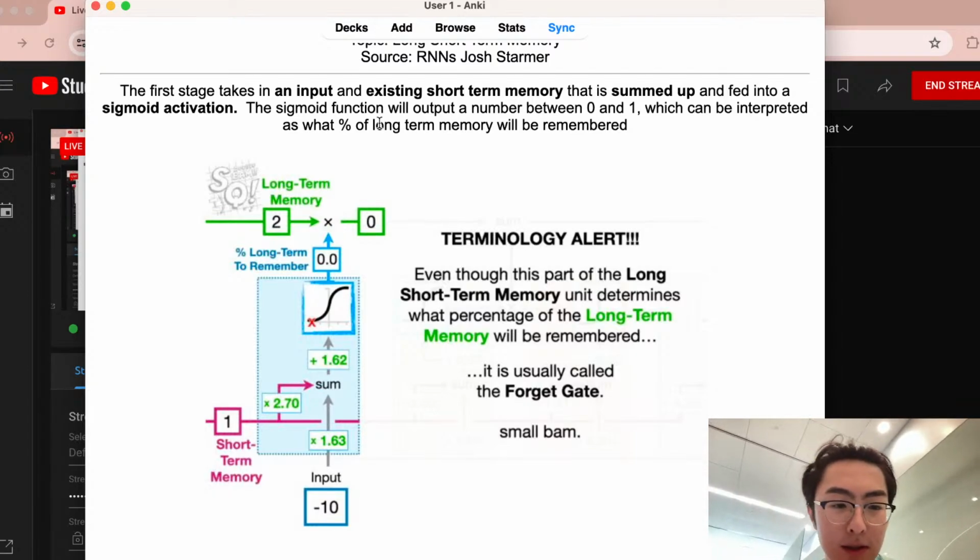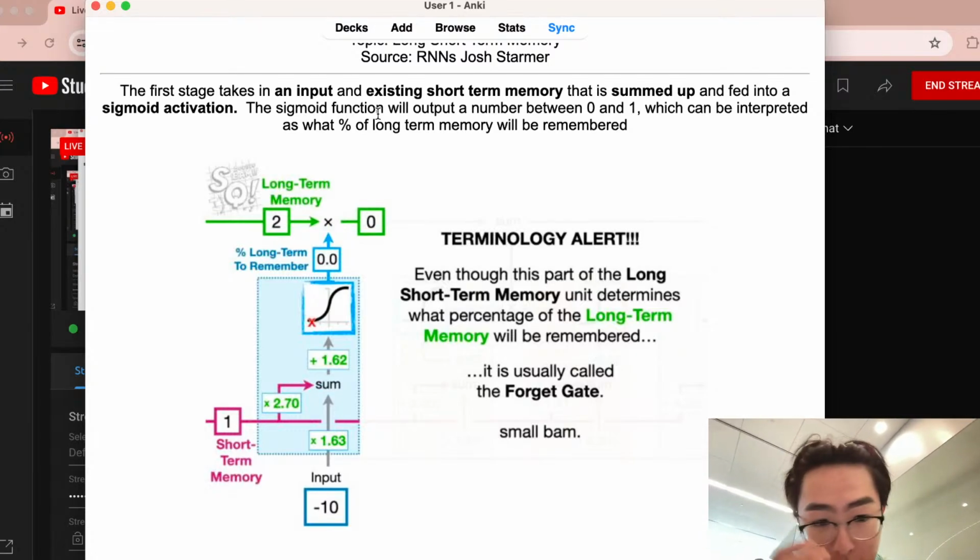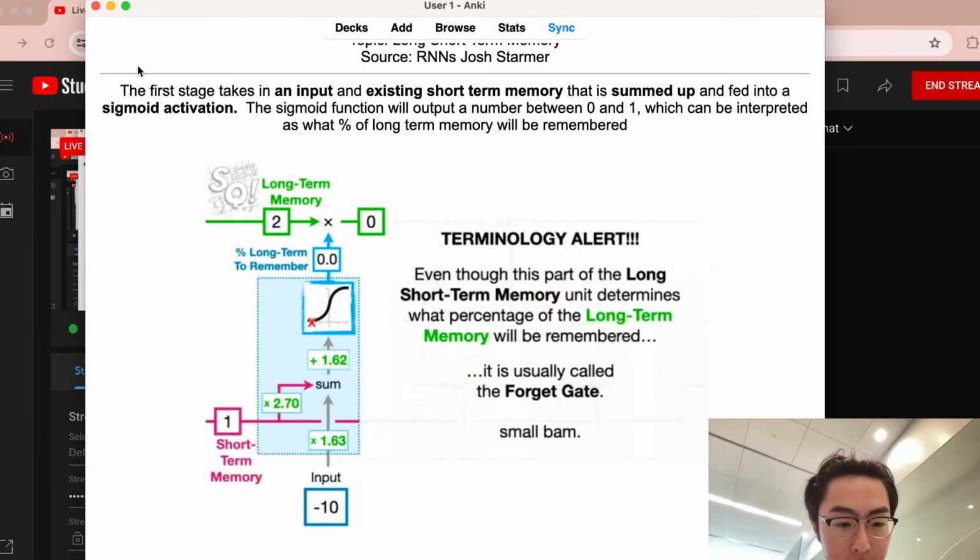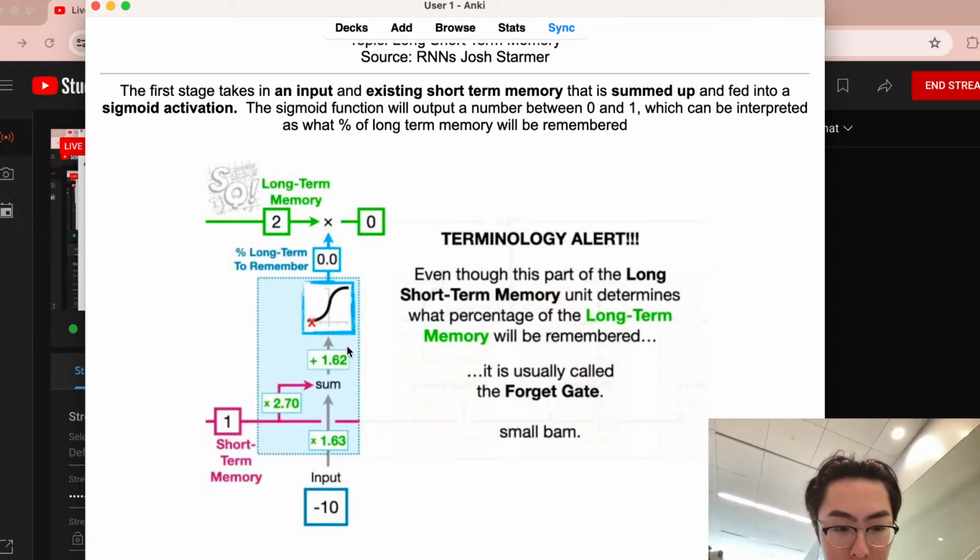Okay, so long-term memory, percent of long-term to remember, short-term memory. Yeah, big idea. Okay, you have input, short-term memory, and then it gets multiplied together. Then you add them together, and then add some bias. Then you put this into the sigmoid, spits out a number. Then you multiply the long-term memory by the actual percentage. Okay.